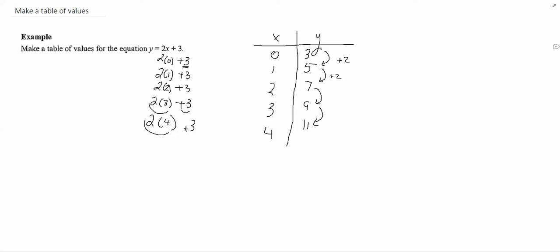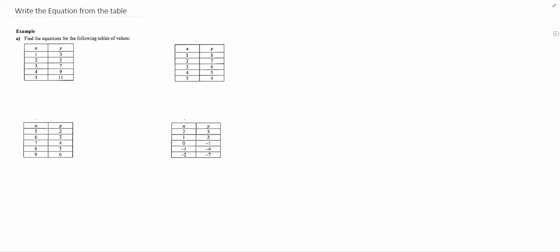Let's go on to the next example. We're going to write the equation from the table of values. And so we need to look, we'll start here with this x and y. We need to first look at how these are changing. Here we're going from 3 to 5. Well, if we go from 3 to 5, we're adding 2 each time.